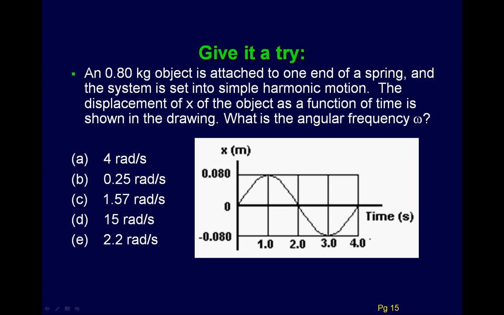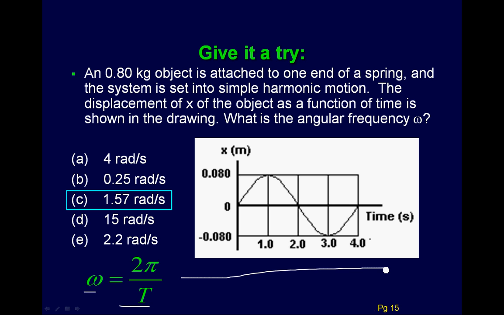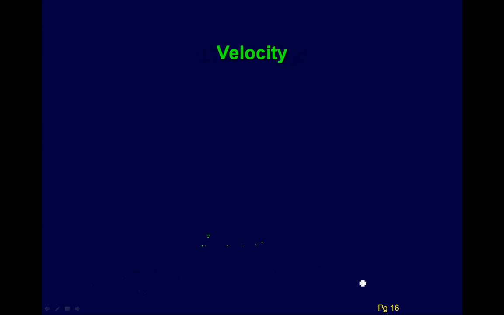Okay, let's try another give it a try question. Here's a graph of the position versus time for some object in simple harmonic motion, and we want to know what is the angular frequency of this object. Okay, so hopefully you got C. Basically the way this works is you can get a relationship between angular frequency and period. In this particular graph, you can get the period. The period is the time to do one oscillation, which is 4 seconds. So plug that in, and you can solve for your angular frequency.